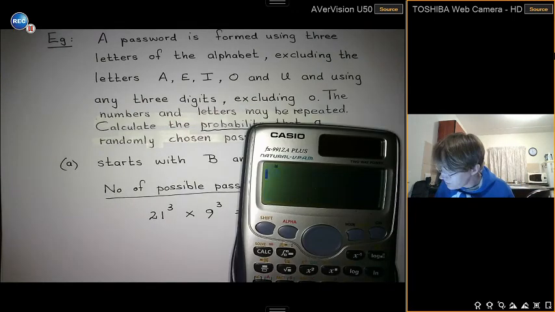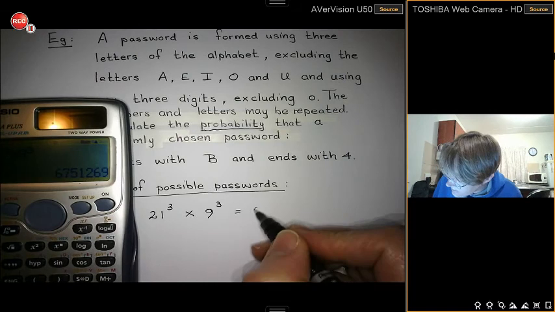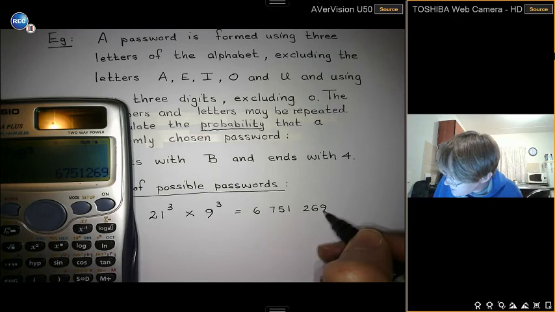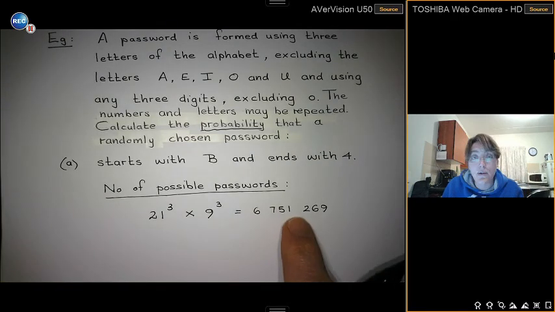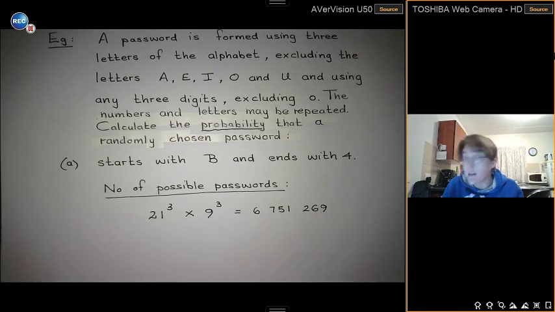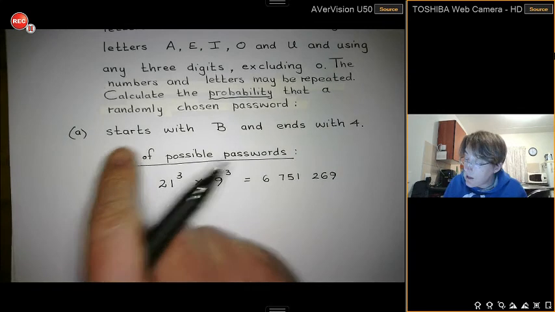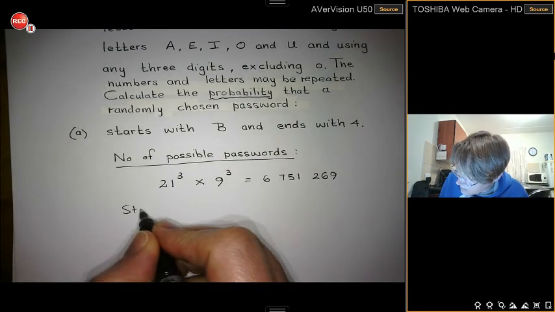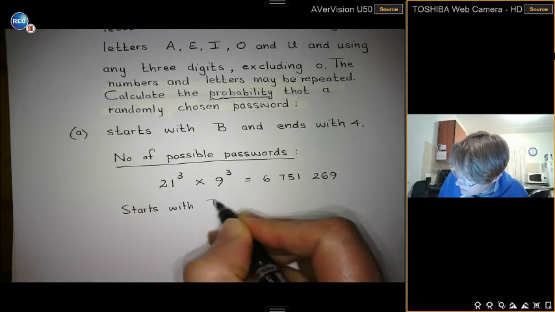So 21 to the power of 3 times 9 to the power of 3 means you have a possibility of 6,751,269 passwords you can form with this. Okay, so every single time when I calculate the probability, this is going to be at the bottom of my fraction. Now we have to look at the passwords that start with B and end with 4. Okay, starts with B, and ends with 4.